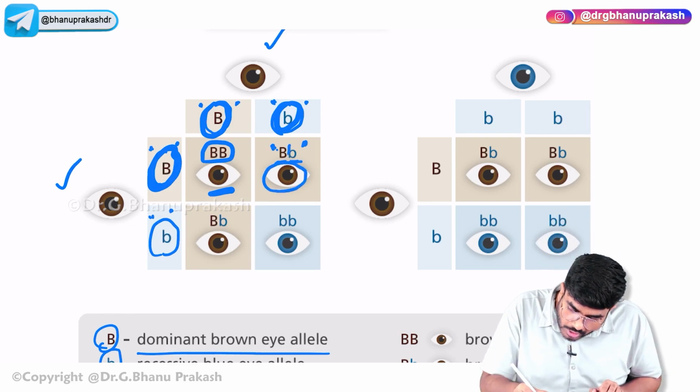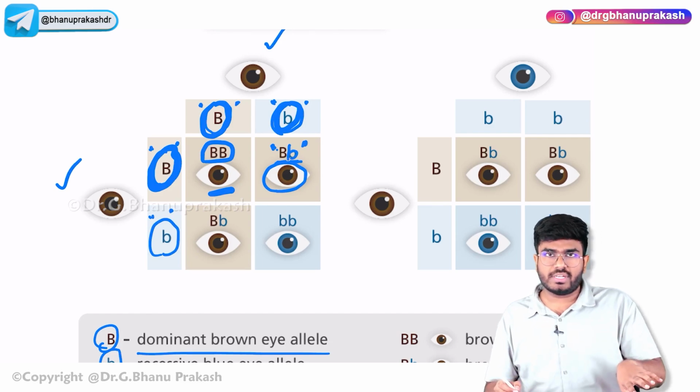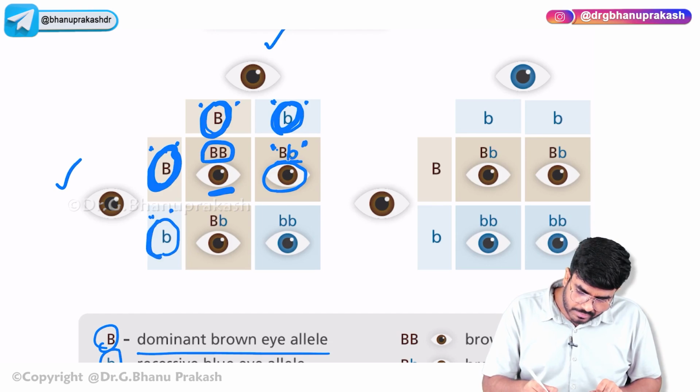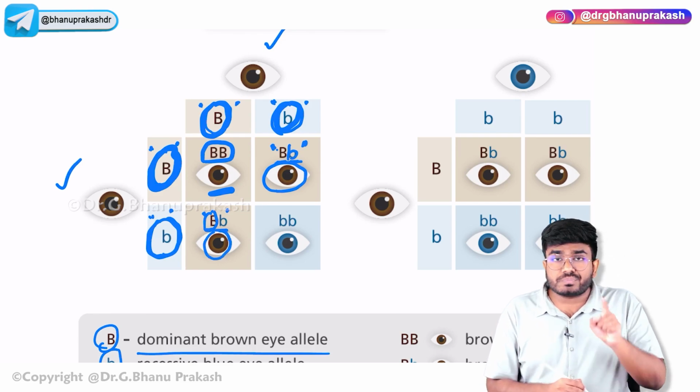Even though the small b is there, it is still recessive. Its action is suppressed by the dominant allele, brown eyes. Same thing with capital B, small b: it's a heterozygous state. Capital B is there, so definitely brown eyes.